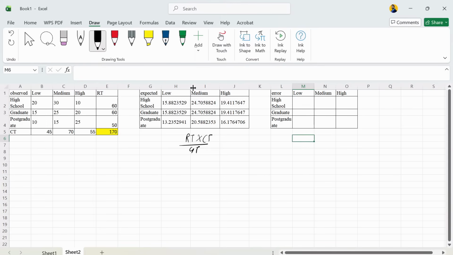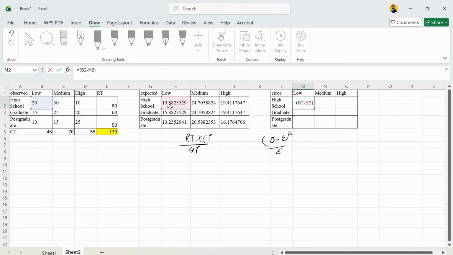So here we will use observed minus expected, whole square, divided by expected, right? So just simply write down equal, parenthesis, observed. Observed is 20, minus expected. Take the corresponding low, high school. The low, high school corresponding value is this one.